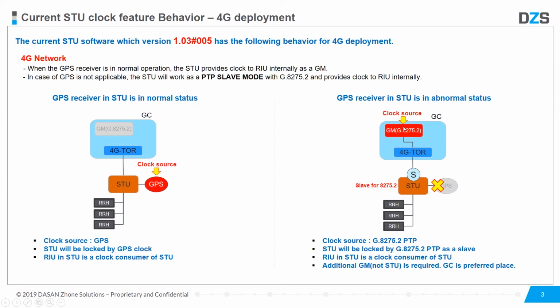Since the STU receives clock sources from the grandmaster installed on the GC side or CDC, the STU becomes a slave, meaning by operating in the PTP slave mode of G.8275.2, the STU is locked. After that, the clock is provided to the LIU in the STU. So you need a grandmaster on the 4G network.